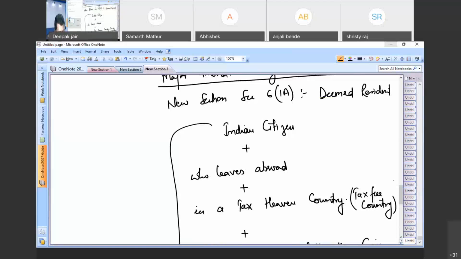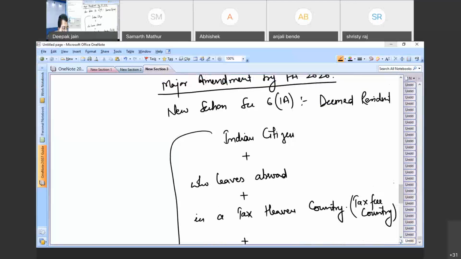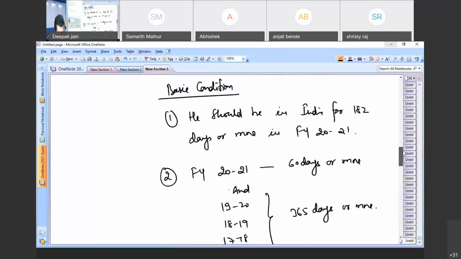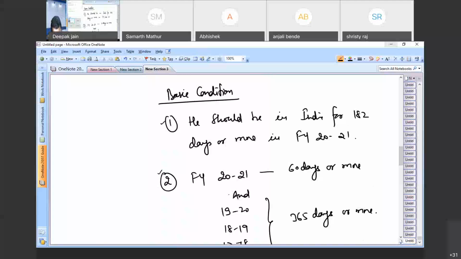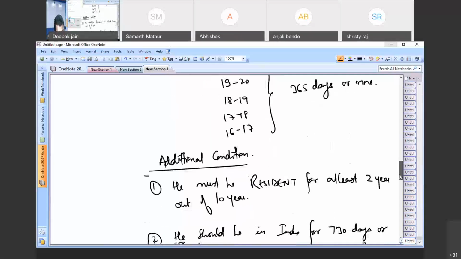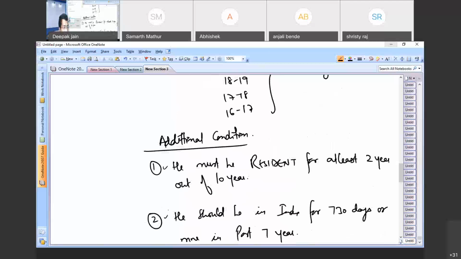Shall I move on? Sir, RNOR definition, can you just revise please once again? Basic principle of law is that a person shall be treated as RNOR only when he satisfies any one of the basic conditions and satisfies one or none of the additional conditions. Only then he shall be treated as RNOR.